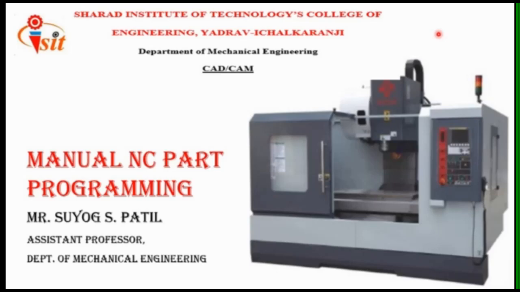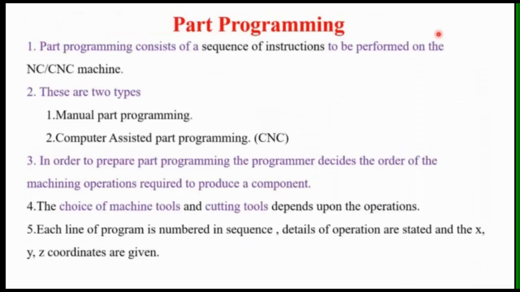In this lecture, we are going to discuss the manual NC part programming of numerical controls. First of all, we will see the part programming. What is meant by part programming? Numerical control part programming is the procedure by which the sequence of processing steps to be performed on the numerical control machine, the NC machine, is prepared.